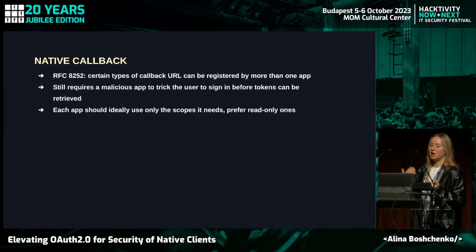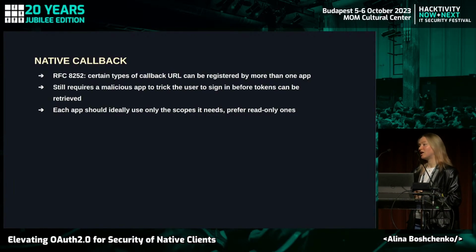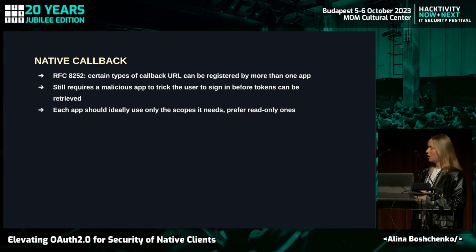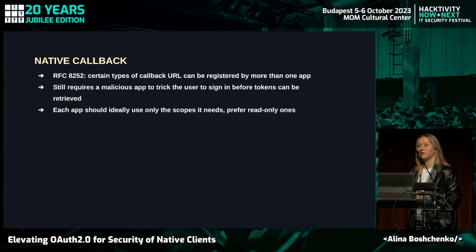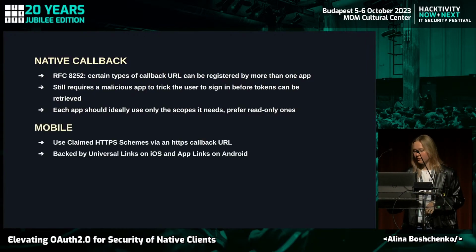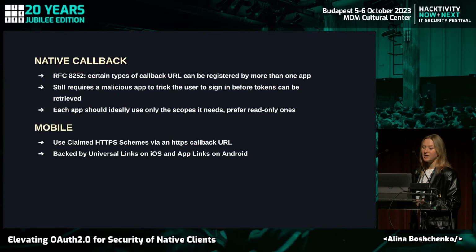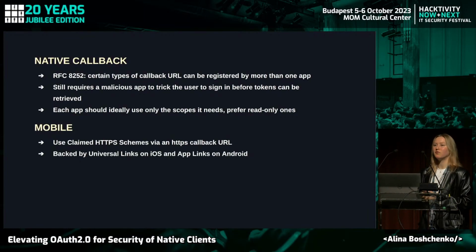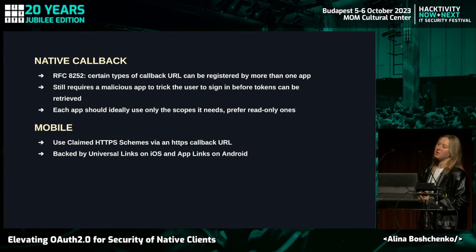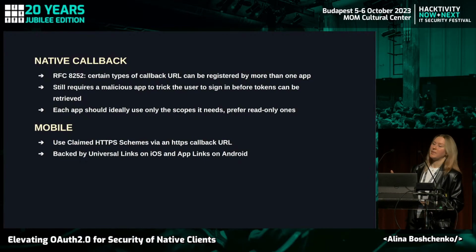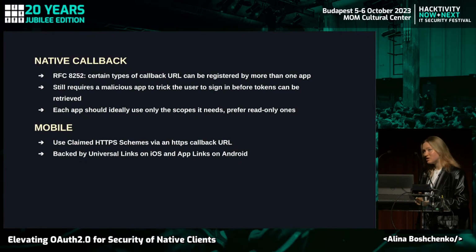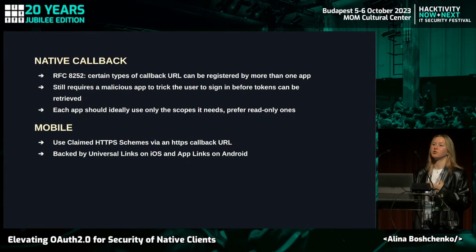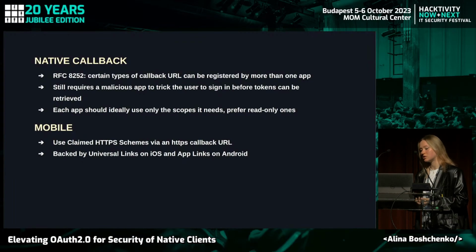Well, as I said, we could potentially steal the client ID. We can potentially register the custom scheme with a higher priority, but we still need to trick the user to sign in. And also, depending on the type of the native app, we also have a couple more ways of mitigation. So, for example, for mobile, you could use claimed HTTPS schemes to resolve the redirect URI problem. It's backed by app links on Android and universal links on iOS. Basically, this means that the authorization code can be directed only to the application which has proved the possession of a certain domain via the deep linking registration process.